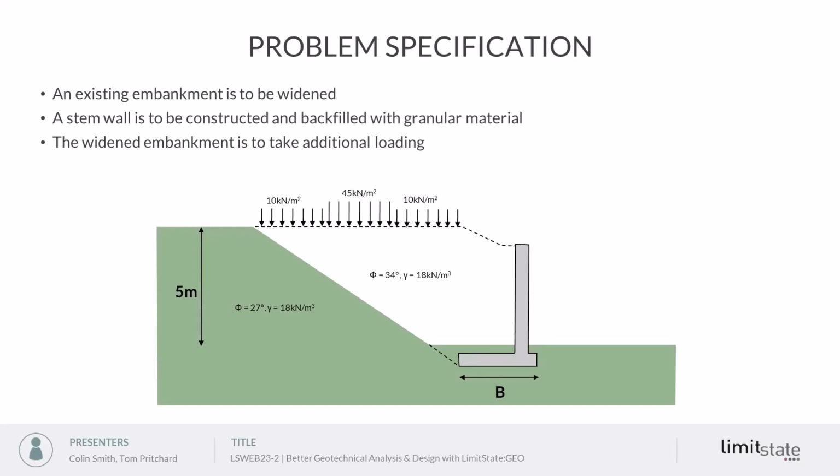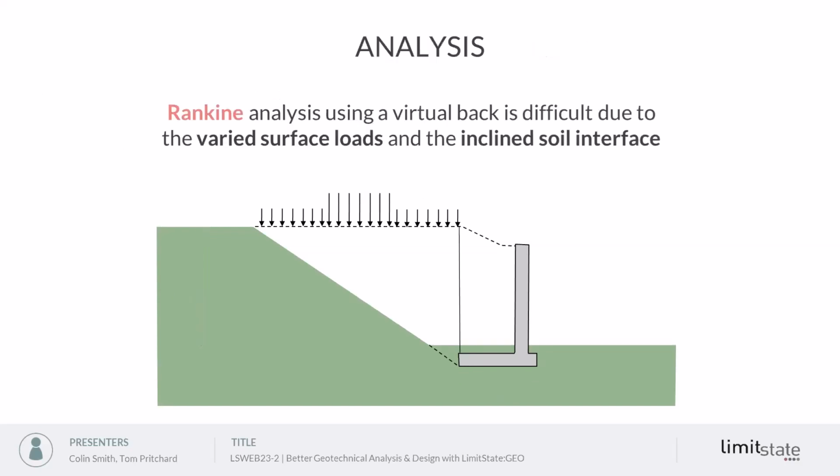If we want to design the wall or understand the problem, we could do some conventional analysis. One possibility, and this is sort of classical limit equilibrium approach, is to use a Rankine analysis with a virtual back. Think about trying to calculate what the earth pressures would be on that. However, that is complicated by the fact we have varied surface loads, and we also have an inclined soil interface in there, which may affect the lateral earth pressures.